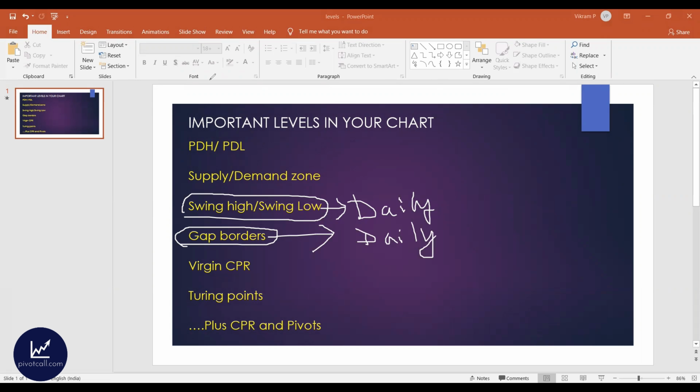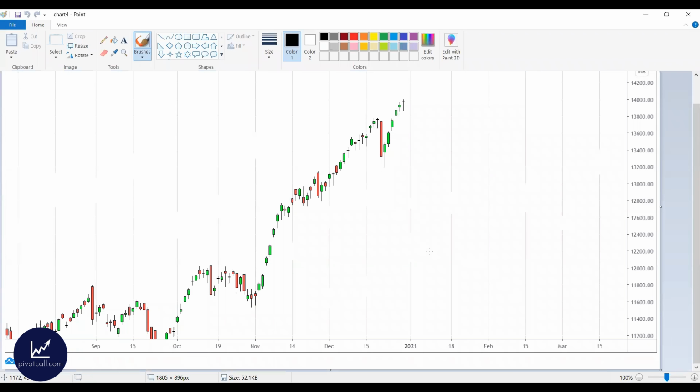I have taken the screenshot. So this is the daily time frame chart of Nifty. This is yesterday's candle. Today's candle has not yet opened because the market has not yet opened. Now where is the swing high and swing low? Before the swing high, let me show you the swing low. This is your swing low. Okay, this is the swing low.